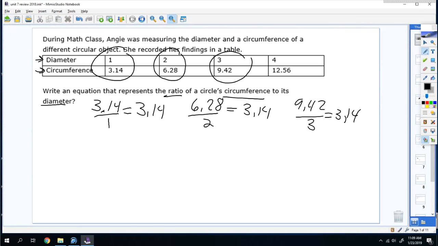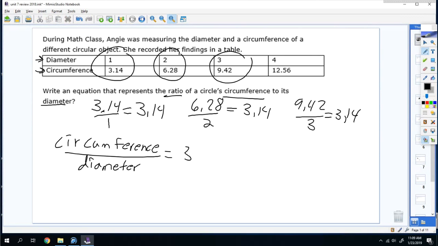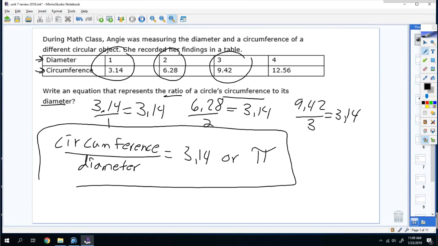So your equation would be circumference divided by diameter, which equals 3.14, or in this case, pi. So I would box this answer in because that right there is an answer to your test question tomorrow. Okay? Because every time you do circumference divided by diameter, you get 3.14. Does not matter the size of the circle or not.